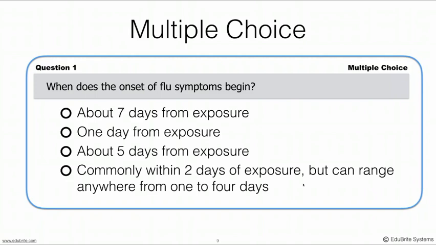What I'm trying to say here is that if we've got about 7 days from exposure, 1 day from exposure, why not build that "from exposure" into the stem? So if instead we ask, how many days from the time of exposure does the onset of flu symptoms begin? Then we've taken out the "about," and we've taken out "days," and we've taken out "from exposure," so that we can get to the real meat of the choices.